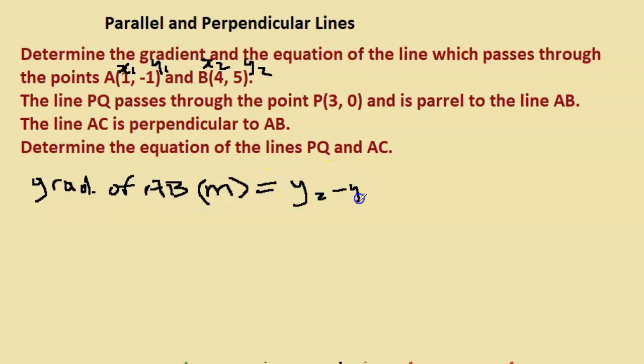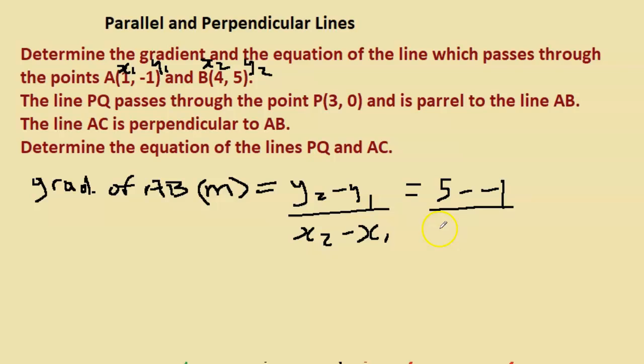well, y2 minus y1 over x2 minus x1. It's the formula for gradient, right? Now y2 we are using 5. So it's 5 minus y1. What is y1? -1. Over x2. What is x2? 4. Minus x1. What is x1? 1. So the numerator is 6, 5 plus 1, and the denominator is 3. And a double negative gives you a positive, right? So the gradient is 2.